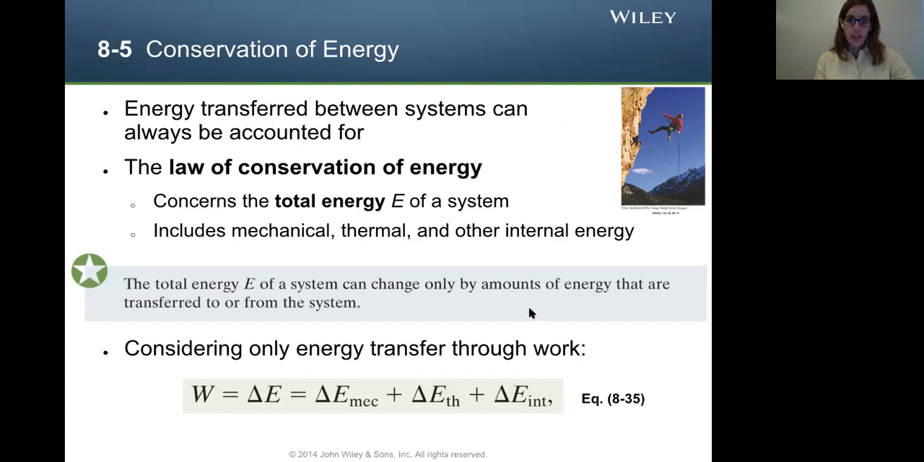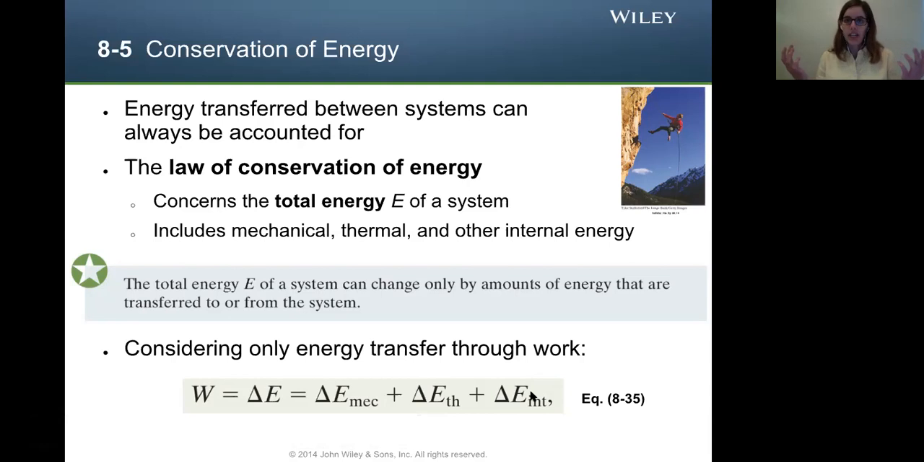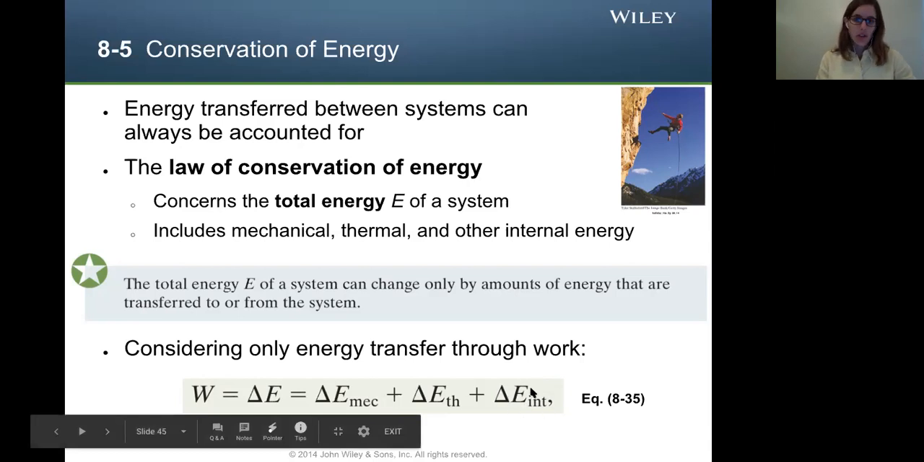The total energy of the system can only change by amounts of energy that are transferred to or from the system. So if you only have energy transfer through work, then the work done is going to be the net energy transfer, delta E, and that'll be equal to the change in mechanical energy, change in thermal energy, and the change of this internal energy, where internal energy is basically a catch-all term of things that we don't have a good way to describe. You don't need to calculate it, it would be just told in a problem.